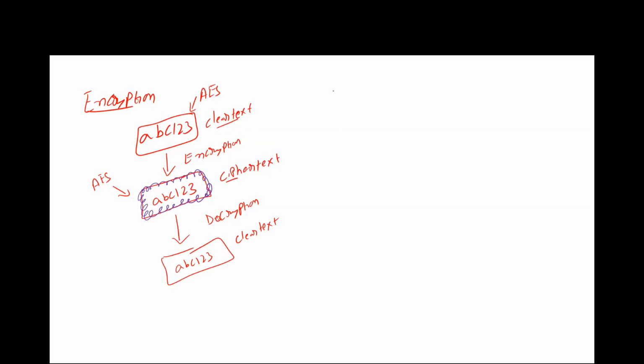The other concept that we were discussing is hash. A hash algorithm works in a completely different way compared to encryption or decryption. For the same ABC123, if I apply a hash algorithm, let's say MD5, the MD5 algorithm would consider your entire data.